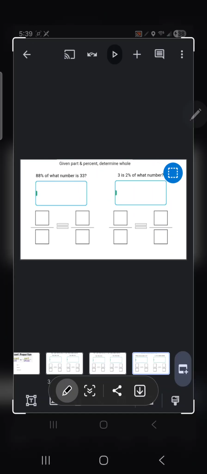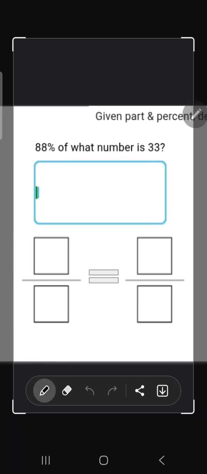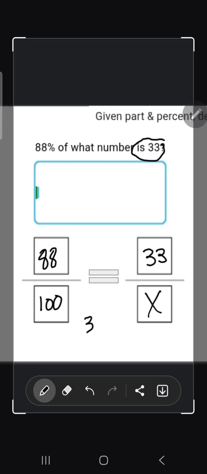Let's take a look at a couple more problems that are different. However, the setup to these problems is exactly the same. When I read the problem, I want to know what 88% of what number is 33. I still am going to put the 88% over 100. But now, when you see the word is 33, that is the part. So we know 33 is the part. That means we don't know the total. We're still going to cross multiply. We're still going to do 33 times 100, and that gives me 3,300. But this time, we're going to divide by 88, which is the number that's across from the x. So dividing by 88 gives us 37.5.